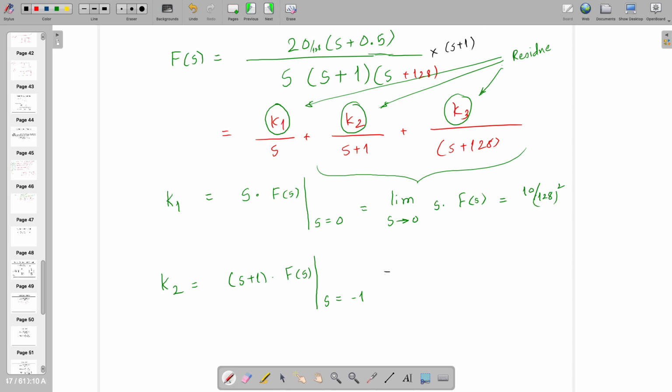Yes, Aishwarya? 1280. Okay, give me the final answer. 20 multiplied by 128. Oh, okay. This is not so much important, so that's why. Okay.